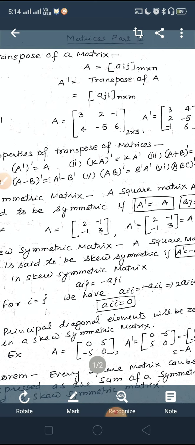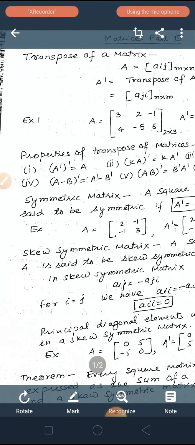It is proved here. Aii is equal to 0, means A11 will be 0, A22 will be 0, A33 will be 0. So all the principal diagonal elements will be 0 in case of a skew symmetric matrix. Here it is written here. Principal diagonal elements will be 0 in a skew symmetric matrix.